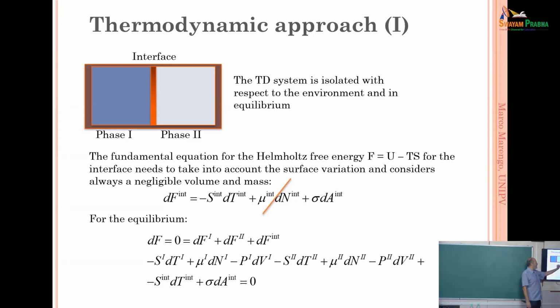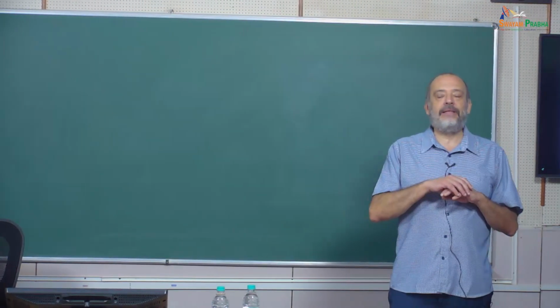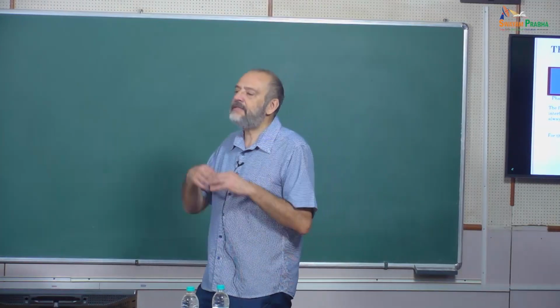Okay? So we can write the fundamental equation for the Helmholtz free energy, F equal to U minus TS. And we consider the interface, finally. So dF can be written as minus S dT plus sigma dA for the interface. So this is going to be the force, and we can consider the interface as a system, but with negligible volume and mass. So it exists, but with negligible volume and mass. One can say that when the mass is 0, of course the system doesn't exist in thermodynamics. But here we are thinking that it's not 0. It's negligible, it's small.